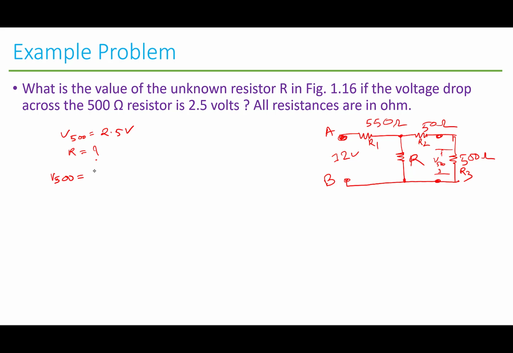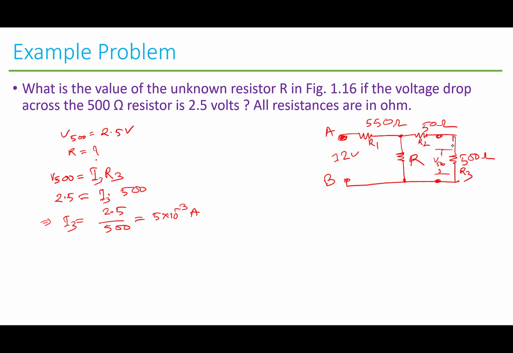Now, with our knowledge, we know that V500 equals I times R3. We know that 2.5 equals I times R3, which is 500. So from here we can find I equals 2.5 over 500, which is 5 times 10 to the power minus 3 ampere. Now we know this current right here, we name it I3. It will be easier for you to remember.